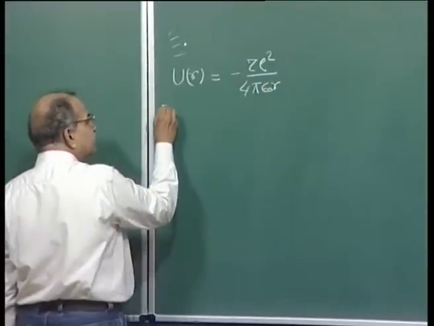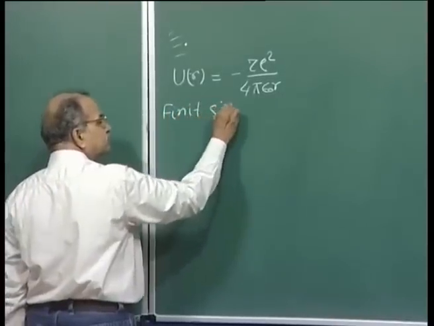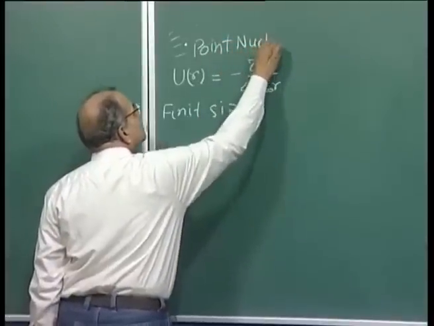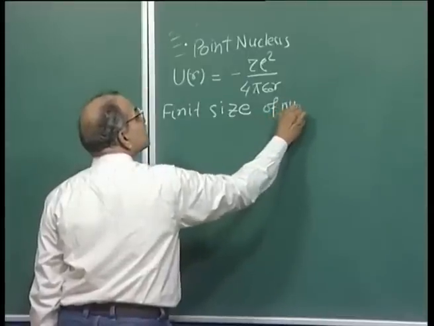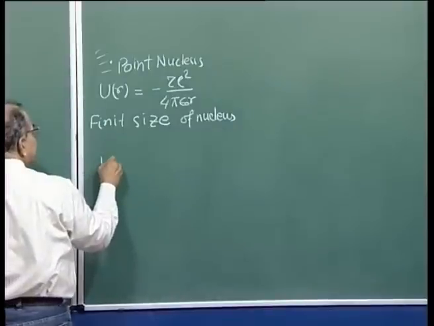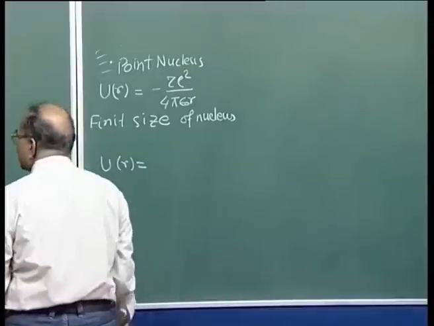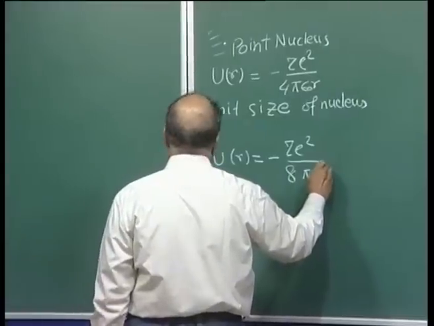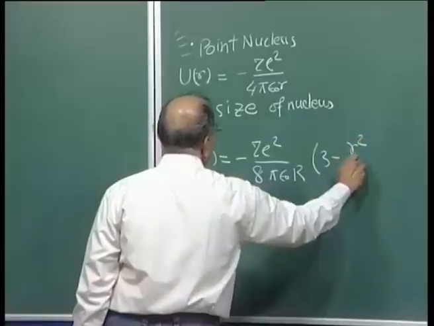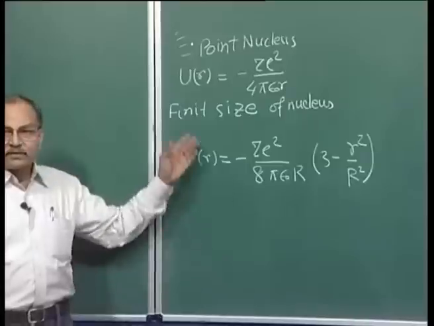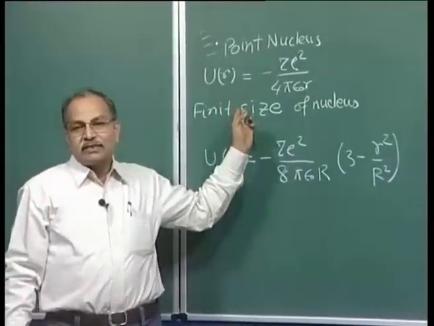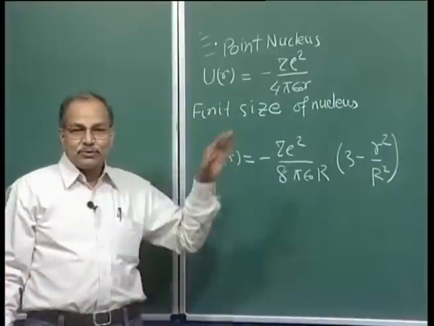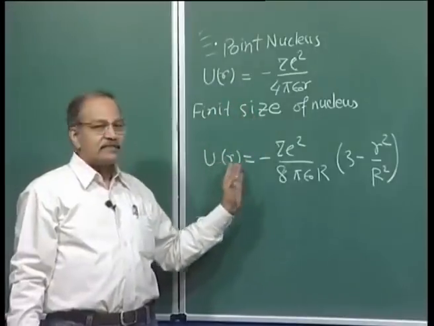And if the finite size is taken into account, so this first one is when you have point nucleus, and when this finite size of nucleus is taken into account, then this is different, and this becomes what, this we had derived earlier, and this becomes minus Z e square over 8 pi epsilon naught R, times 3 minus r square upon R square. There are several assumptions that you must remember. The nucleus is assumed to be spherical, the nucleus is assumed to be uniformly charged in that spherical volume. So, those simplifying assumptions we had taken, then we have derived that this is the thing.